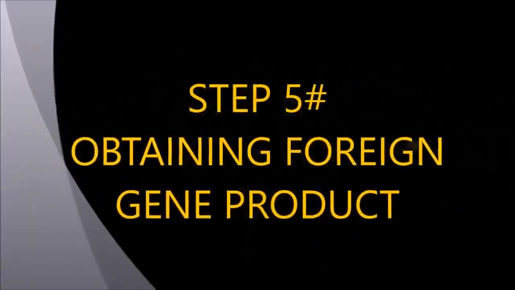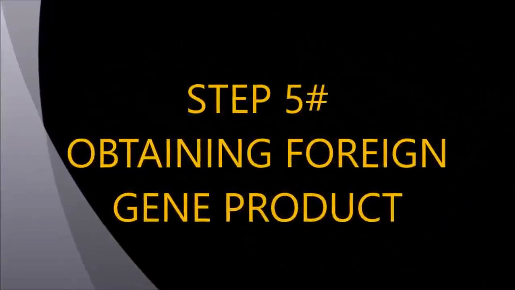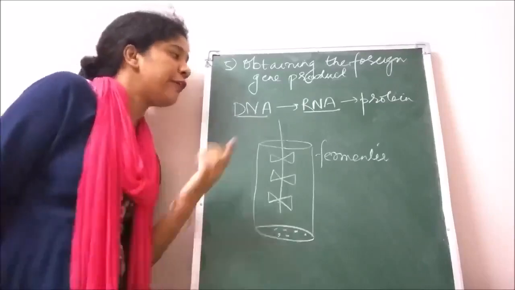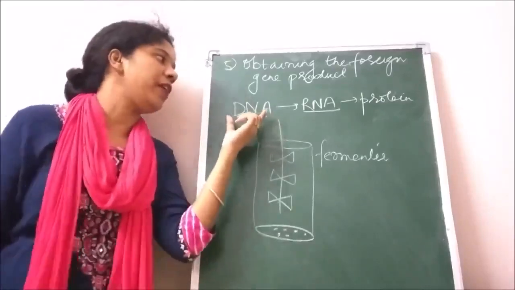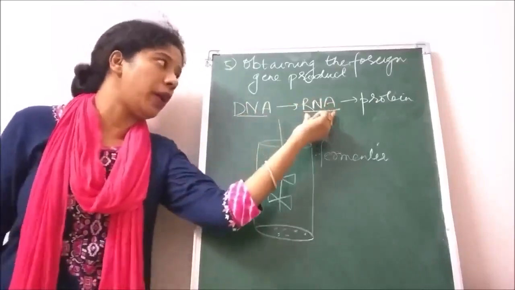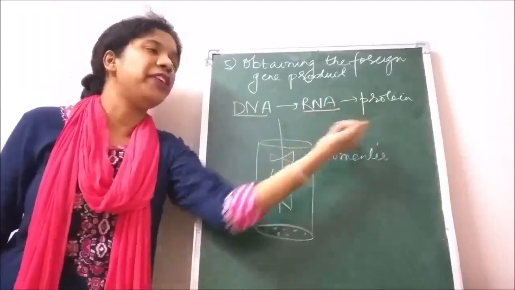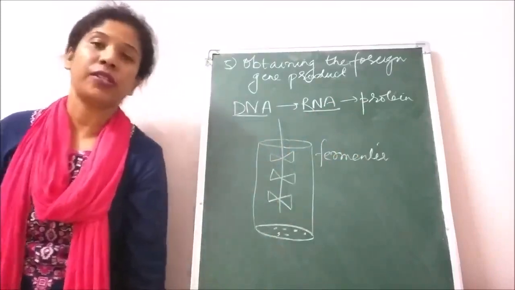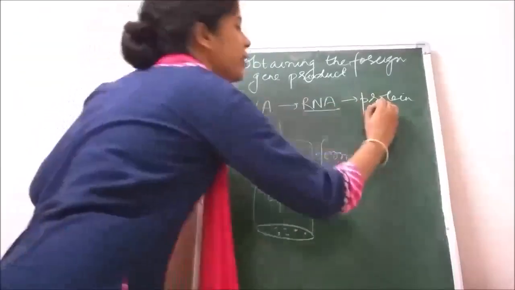The next process is obtaining the foreign gene product. We all are aware of the central dogma where the DNA is transcribed into RNA and RNA is translated into protein. For example, our protein or product of our interest is a protein. For example, it is insulin.